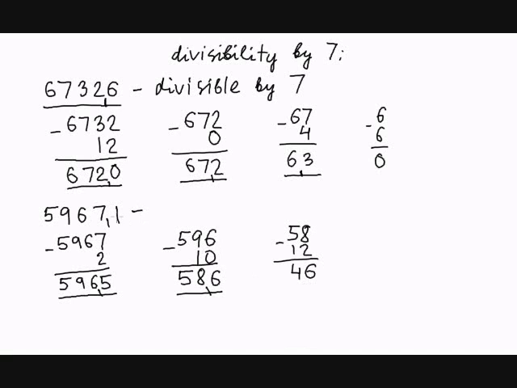So we may conclude that 59,671 is not divisible by 7. This method is quite complicated, and sometimes it's just much easier to do the division. So let's do it and see which one is quicker.